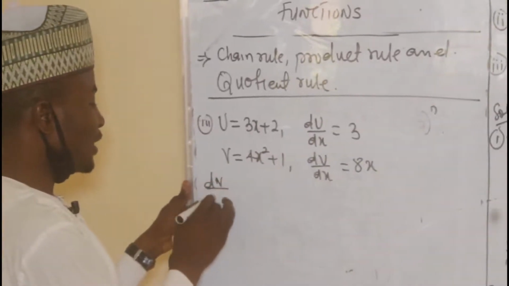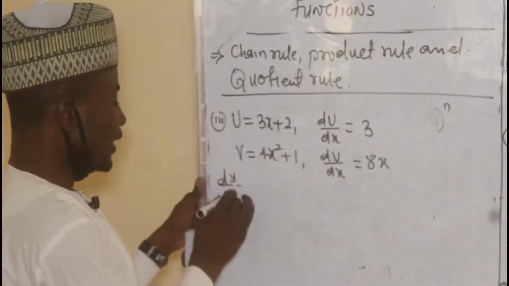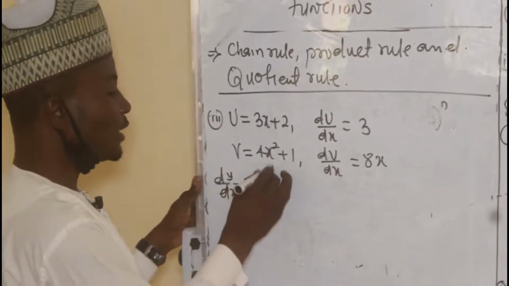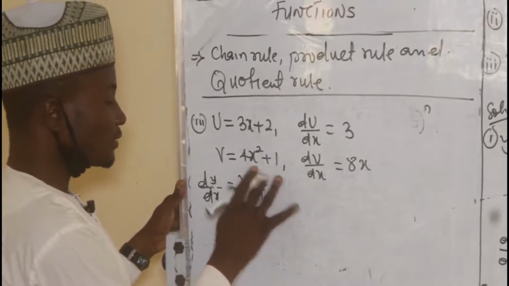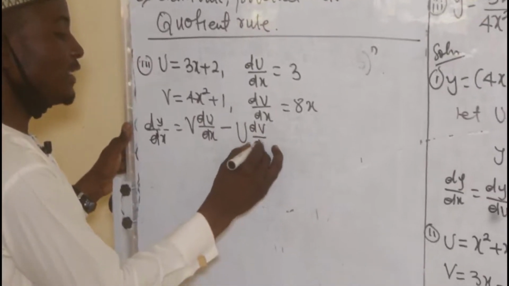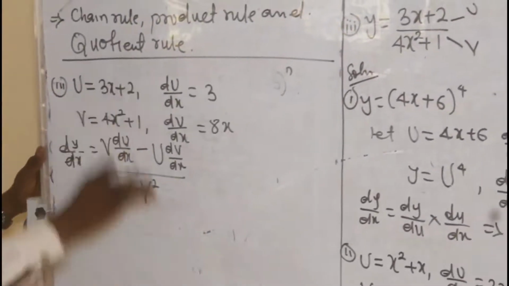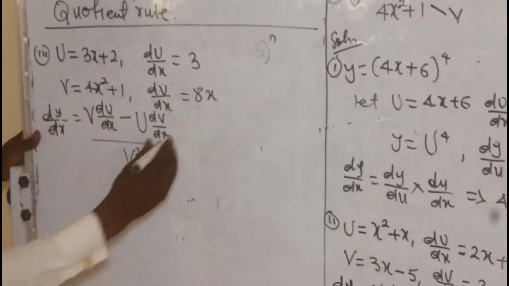Quotient rule says dy dx is equal to v du dx. Is it like that? Minus what? U dv dx, all this over v squared. Are we together? Yeah, just substitute it back. Just substitution. So what do you have now?